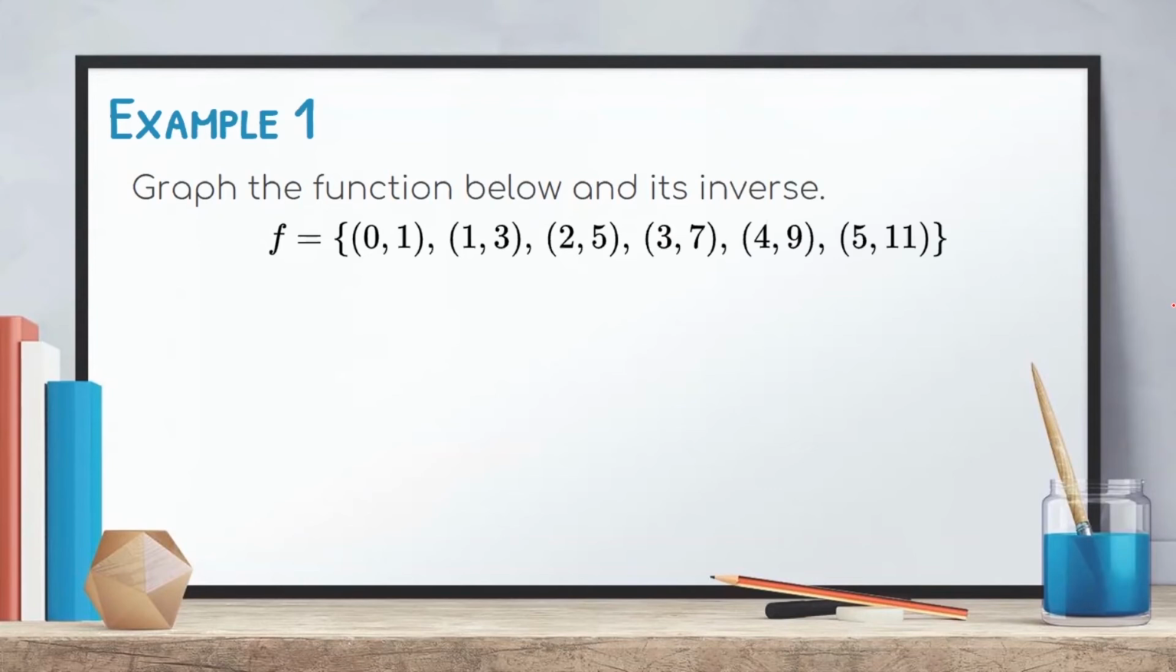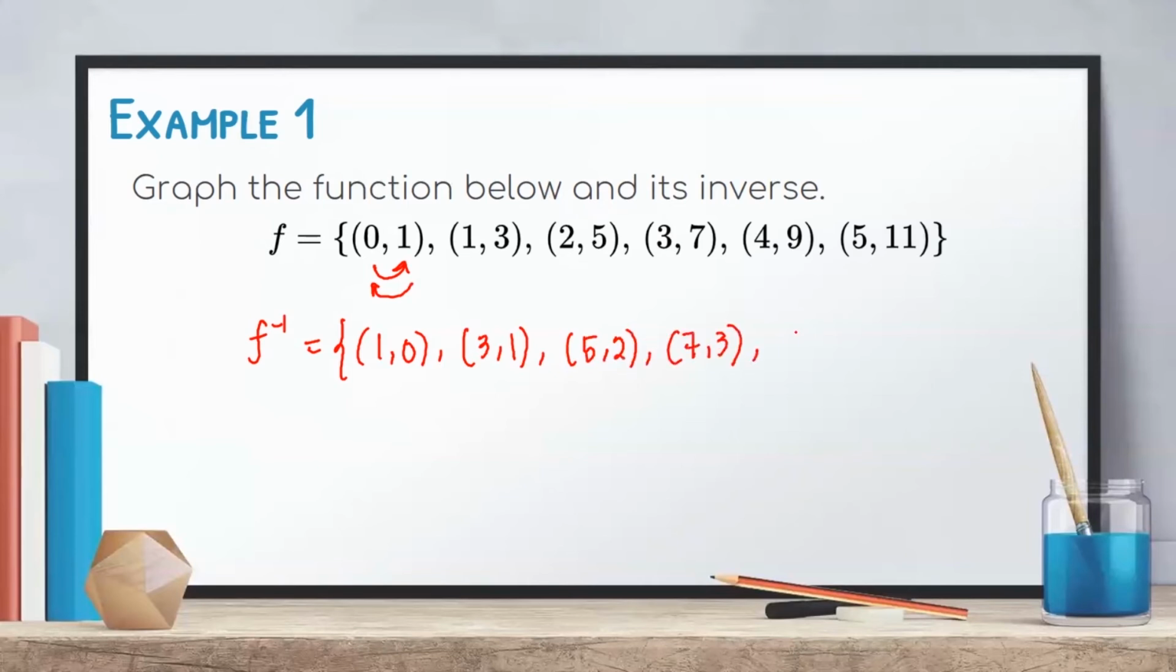What we need to do first is to determine the inverse of the given set of ordered pairs. Remember that in determining the inverse of a function given in a set of ordered pairs, we simply need to interchange the values of x and y. Therefore, the inverse will be the set of points (1, 0), (3, 1), (5, 2), (7, 3), (9, 4), and (11, 5).